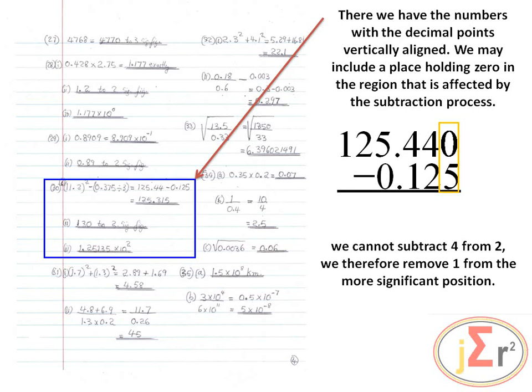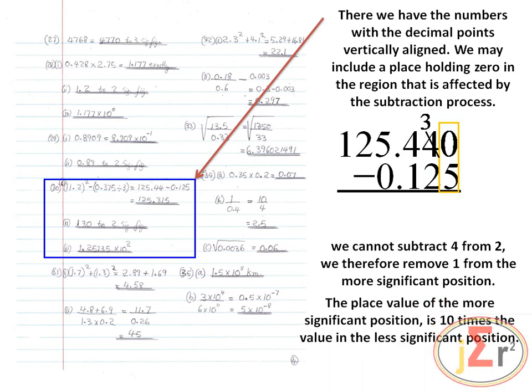We therefore remove 1 from the more significant position. That 1, what will happen to it? We are operating with the understanding that the place value of the more significant position is 10 times the value in the less significant position. Therefore, bringing this unit here, we will have it 10 times its size. So multiply 1 by 10 is 10. So actually we are taking 10 here.